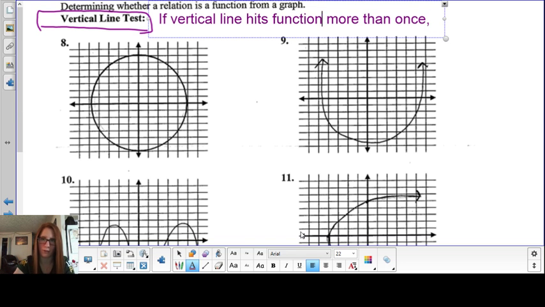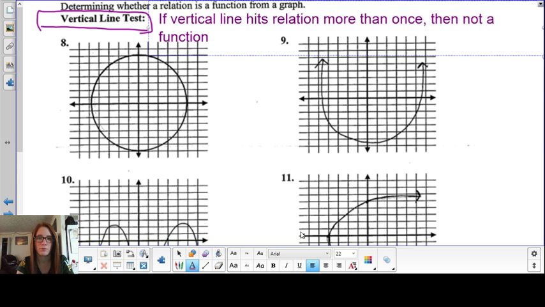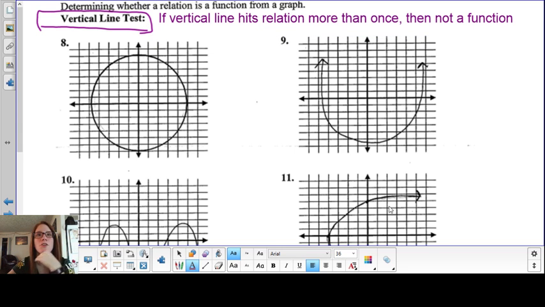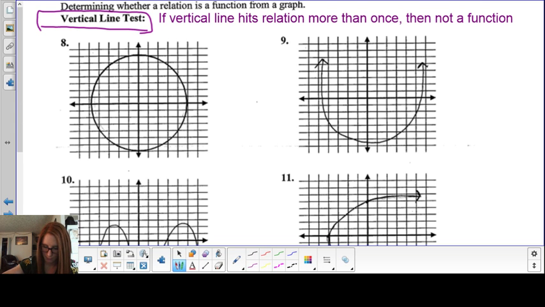We're not going to call this a function, because then it's not necessarily a function and it contradicts itself. A vertical line hits a relation. A relation is just any set of points, for example, any of the graphs you see below. So if the vertical line hits the graph, or in this case any relation, more than once, then it is not a function. So let's go ahead and draw some straight lines in here.